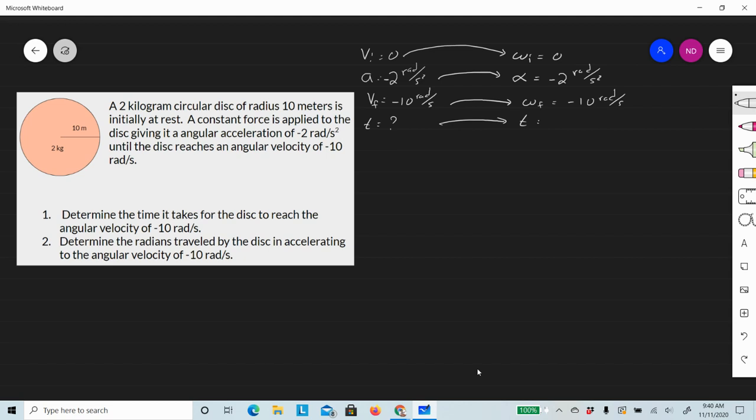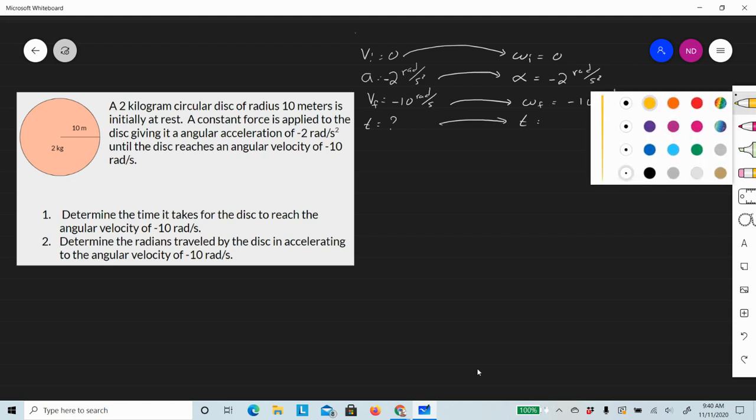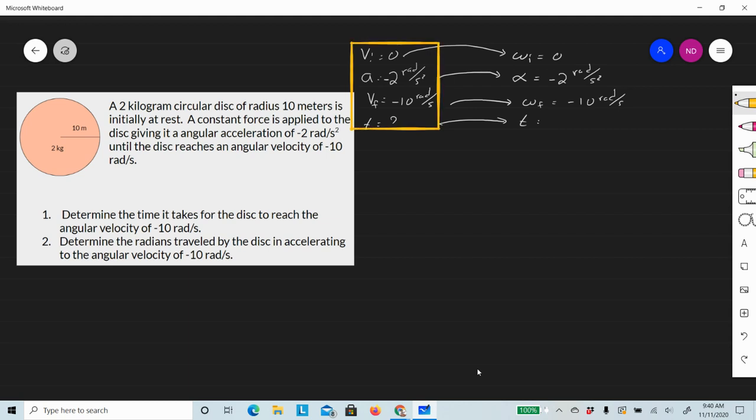If you had these here, I think most people would say, I've got to go VF equals VI plus AT, and you can figure out time. It's the same equation, but now with these symbols, it becomes omega final equals omega initial plus angular acceleration times time. -10 radians per second equals 0 plus -2 radians per second squared multiplied by time.